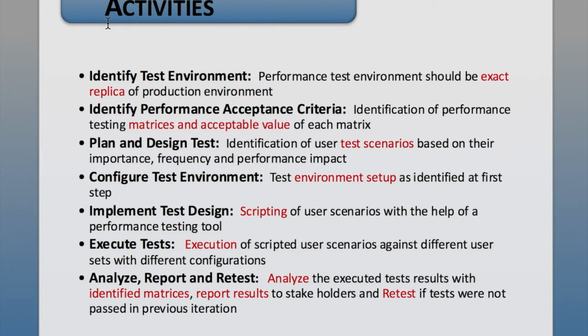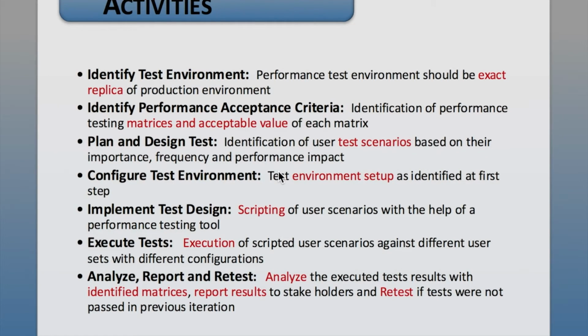Let's see the different kinds of activities. These mainly include the given activities like identifying the test environment. It should be an exact replica of the production environment. Then identifying the performance acceptance criteria. Friends, acceptance criteria is very important for any kind of testing. In my upcoming videos, I'll let you know the different kinds of criteria which we should include as a part of our acceptance criteria. And you should have a testing metric and an acceptable value for the metric, which should be considered as a part of acceptance criteria.